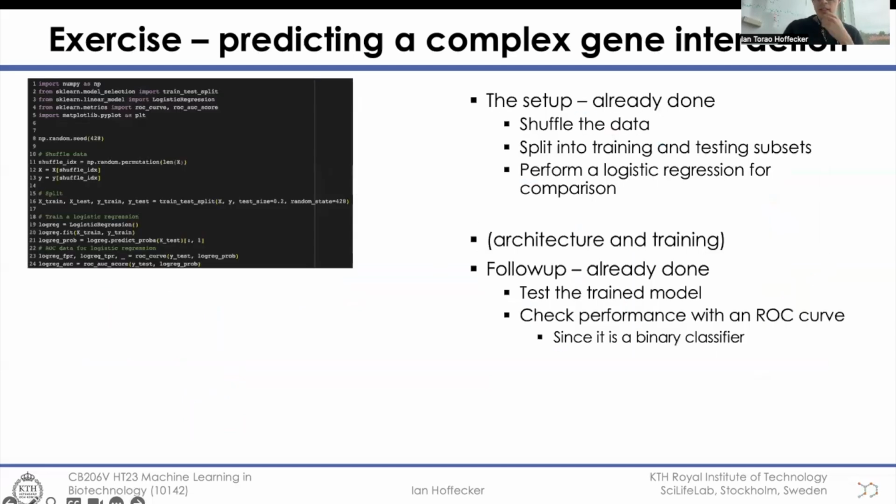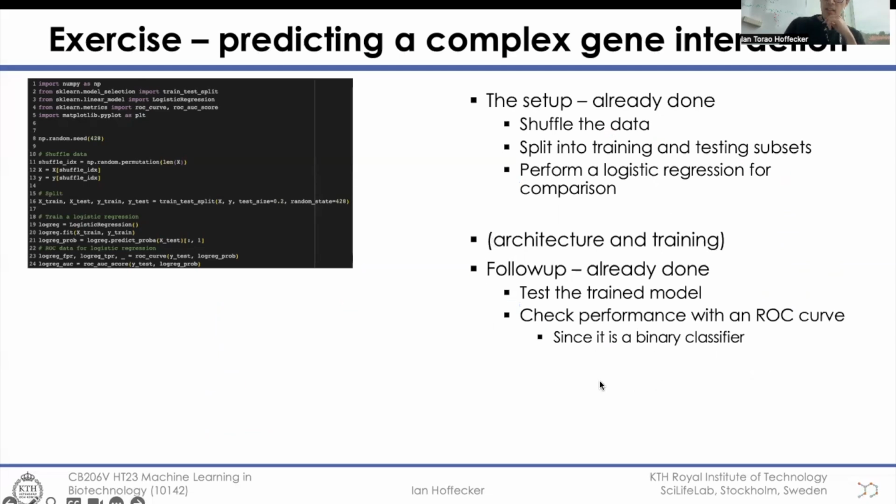And so the exercise is set up like this. It's going to give you this data from GitHub. It's already set up to split it into training and test subsets. And just for comparison, it will perform a logistic regression that we're going to use to see how well our neural network has performed. And then your task will be to build the neural network using the Keras library.